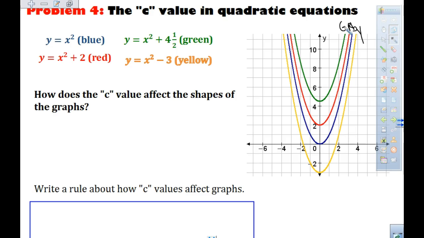So, Angus, do you have something you want to tell me? The question, how does the C affect it? Does it affect the shape? No, it affects the y-intercept. It affects the vertex point.